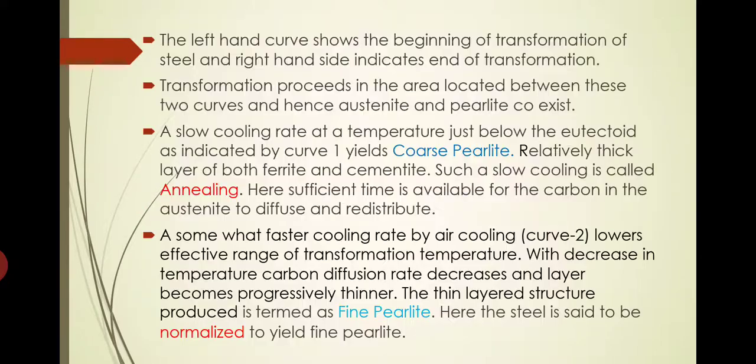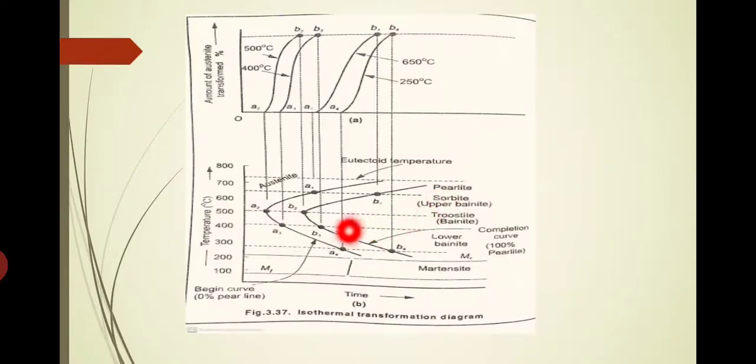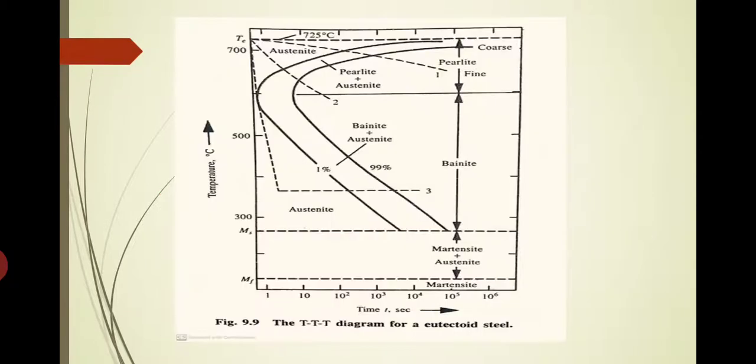Now this is the same graph we have drawn here. This graph shows how A1, A2, everything, how you got that is represented there. Here this is a particular TTT diagram for a eutectoid steel, and you can see that above this region, for a slow cooling rate, that is curve 1, we will be obtaining coarse pearlite, and just below this curve we will be getting fine pearlite. Both are possible. Coarse pearlite initially, and if much faster cooling, then fine pearlite.